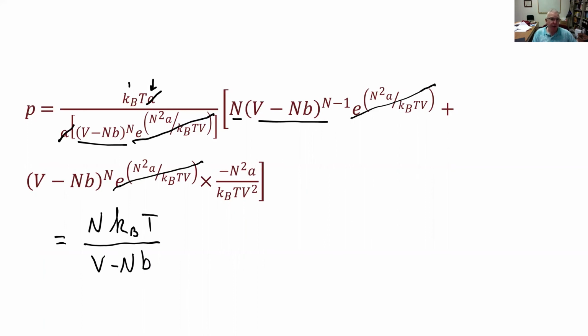Next, we need to do the second term, okay? In the second term, I have (V minus nb) to the n here, and I have this (V minus nb) to the n that's distributed across both pieces. So that's going to get taken out completely. That leaves me with kT from here times this minus n squared a over kT V squared, which means the kT's cancel, and that gives me minus n squared a over V squared, okay? What that is, is the van der Waals equation.